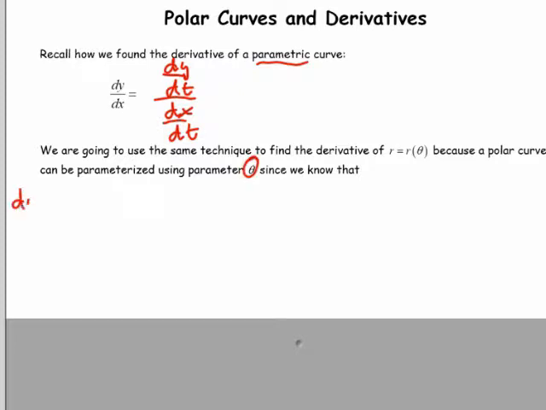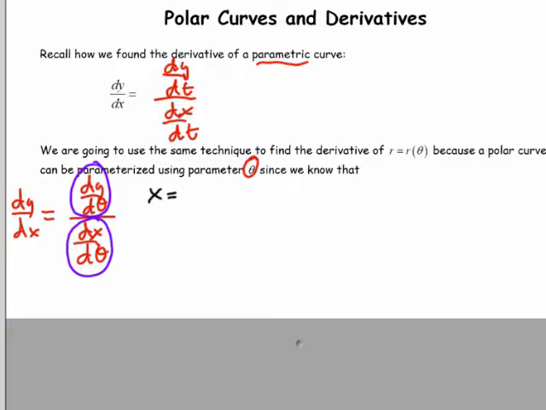So dy/dx, that'll still be the slope of the tangent line since we are graphing in the xy plane after all. That will equal dy/d theta, because theta is our parameter, over dx/d theta. And the question is, where do I get these? Well, we get those from these equations, knowing that x is r times cosine theta, and y is r sine theta. And we can do the derivative of each of these.